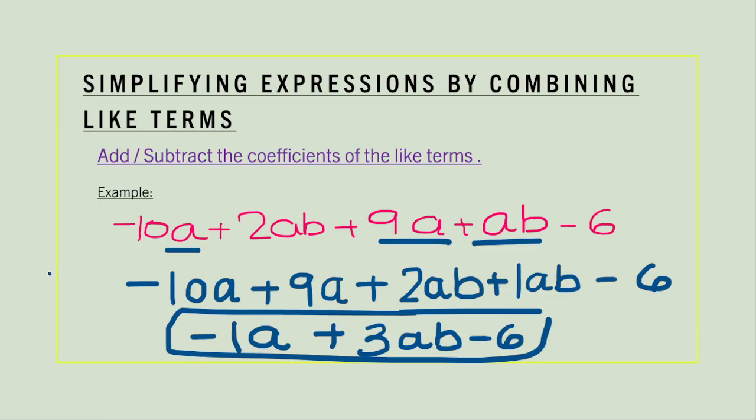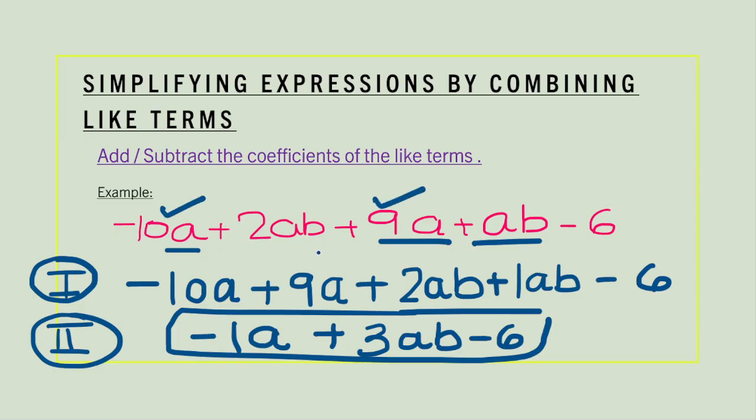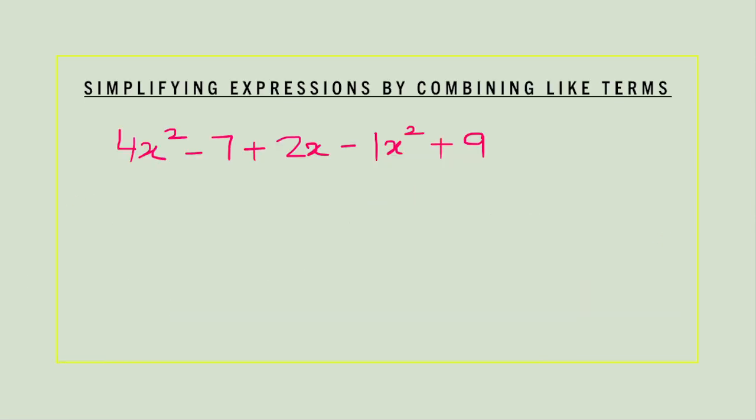Step number 1, always write down the like terms together. Step number 2, you solve all of them and always make sure that you have taken care of all the terms. Minus 10a, 9a, then 2ab plus 1ab, and then the constant. Let's take a look at the next question.